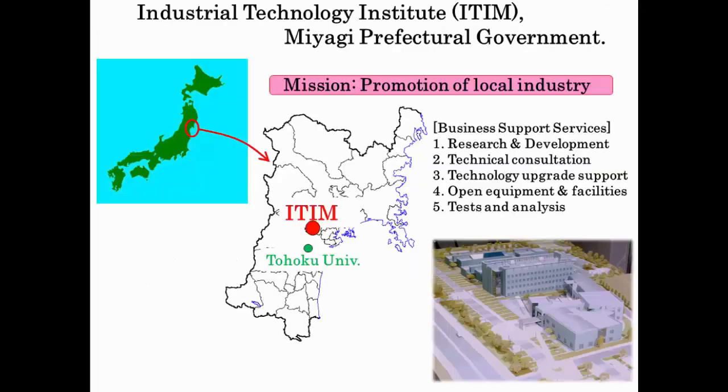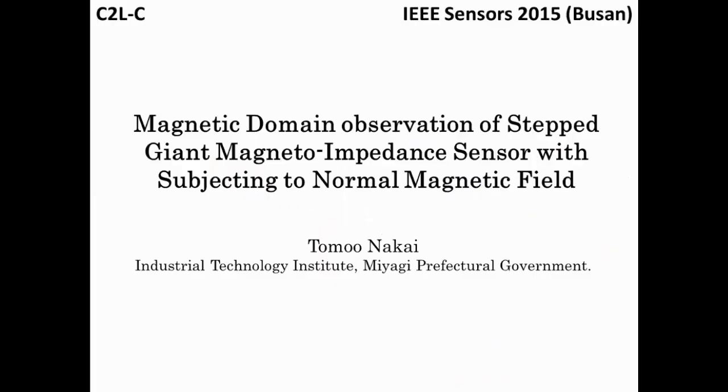My name is Tomoo Nakai, and I'm a research staff of a Japanese local government, Miyagi Prefecture, which is located in Japan. I belong to the research technology division of the Miyagi Prefecture government, a technical support institute for local enterprises. Today my talk concerns magnetic domain observation of a stepped giant magnetoimpedance sensor subjected to a normal magnetic field.